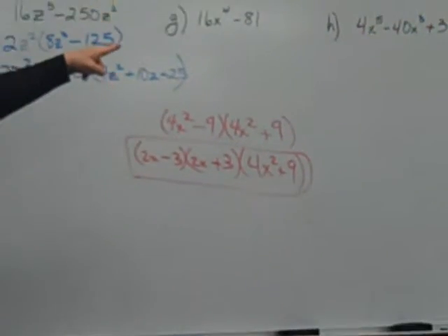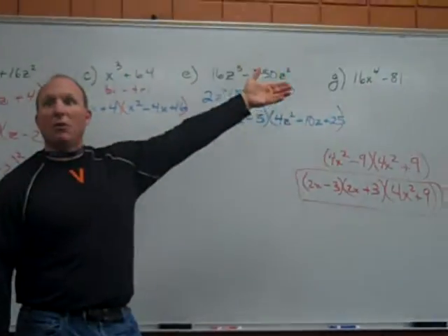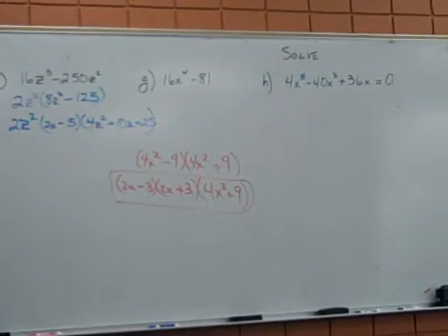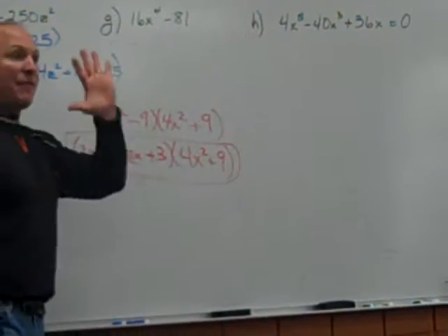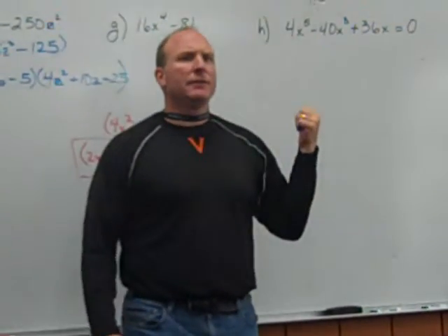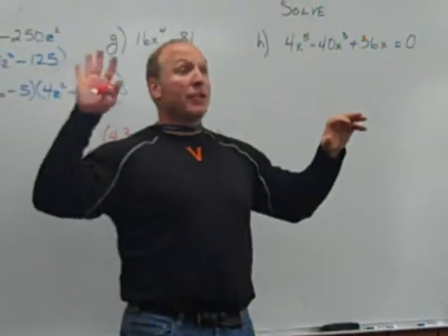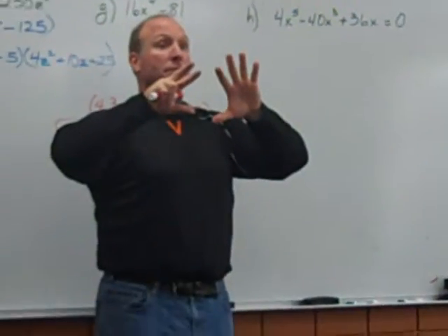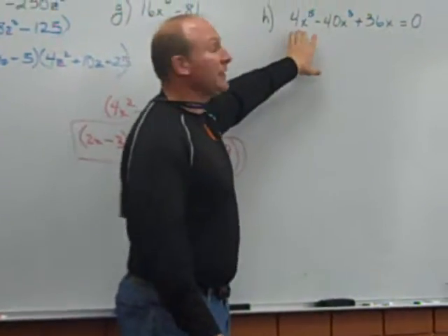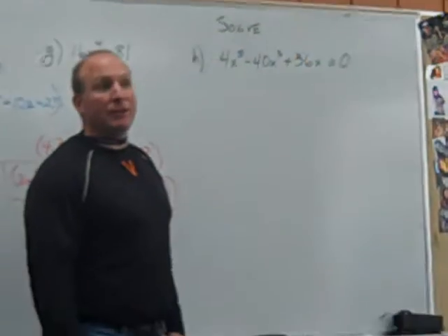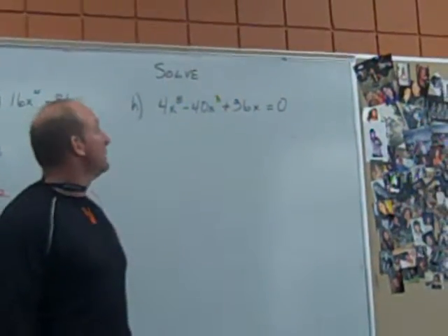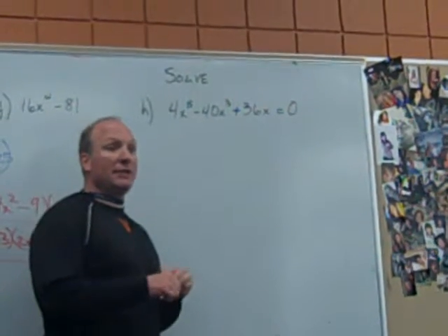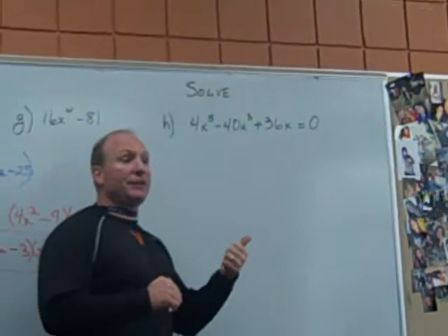Last thing, solving. When you see equals, we're looking for answers, aren't we? How many solutions are there here? 5. There are 5 solutions. What degree is this? 5. So solutions and degree are the same. So there's going to be 5 answers to this. My question to you is, what are they? What are they crossing the x-axis? Well, let's find out.